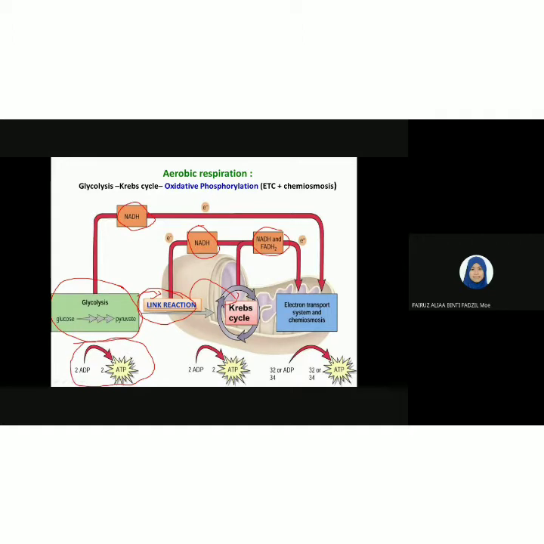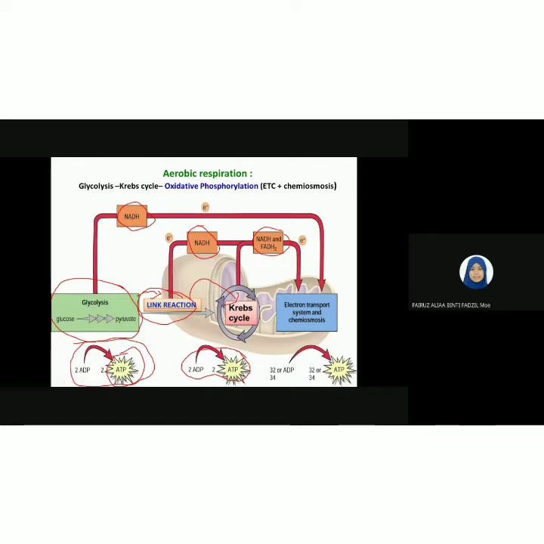of ATP, net 2 ATP, and for the Krebs cycle also, we already produce 2 net ATP. So altogether, we already produce 4 ATP during glycolysis and also Krebs cycle via substrate level phosphorylation. Okay, so where does the rest of the ATP come from?